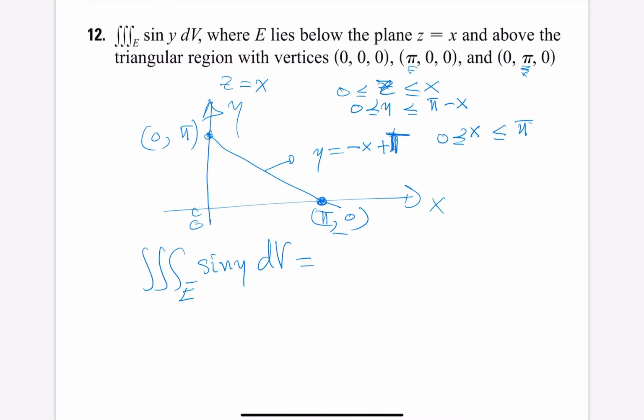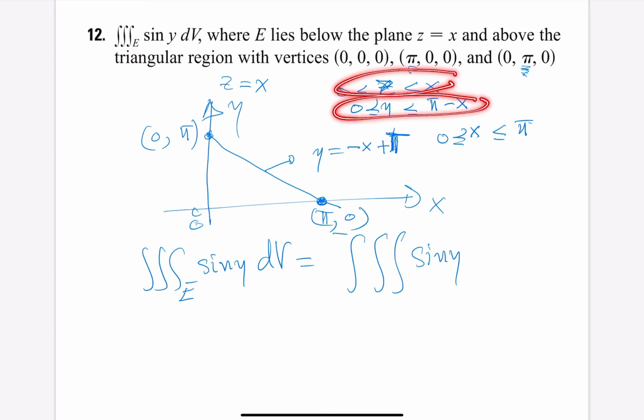If you have to find the triple integration for this one, you have to write down the triple integration with sine of y, and now check here, you have z between 0 to x, and y between 0 to pi minus x. It doesn't matter, either one can come first or second, okay? But the variation of x, the dx, has to be the last, okay?